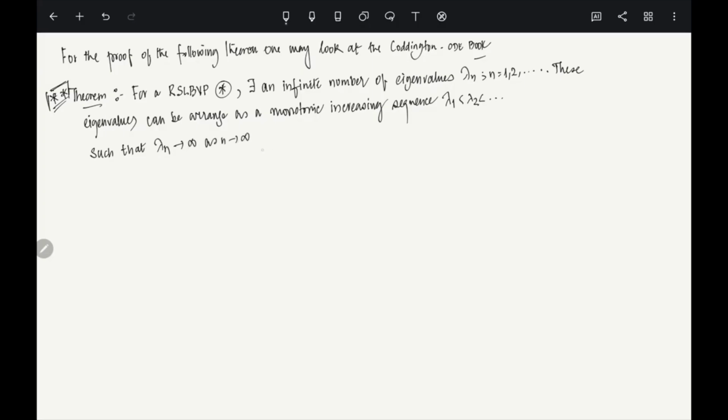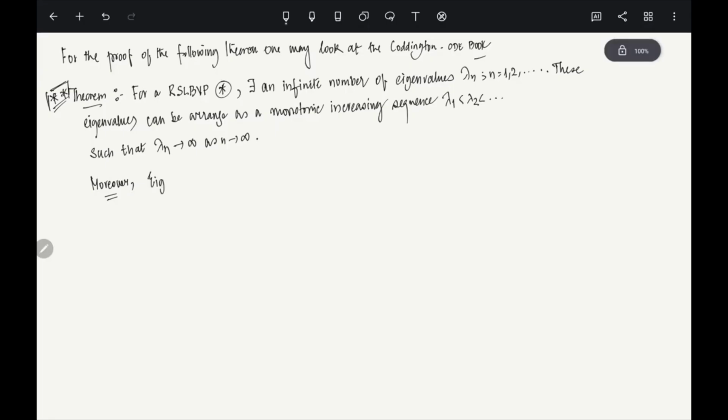Now, another very important part. First of all, you have an infinite sequence of eigenvalues, and corresponding to each lambda you also have eigenfunctions. The eigenvalues can be arranged as a monotonically increasing sequence that goes to infinity. Moreover, you can say something about the zeros of the eigenfunctions.